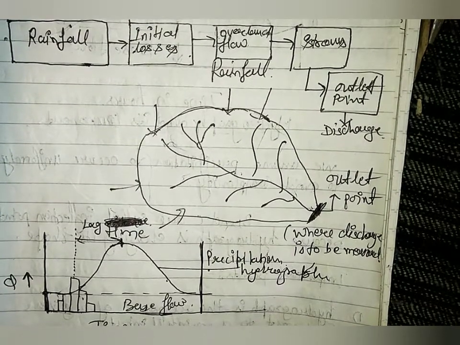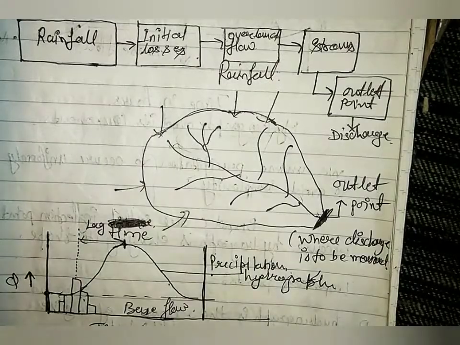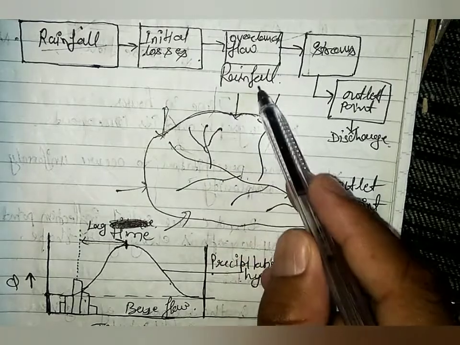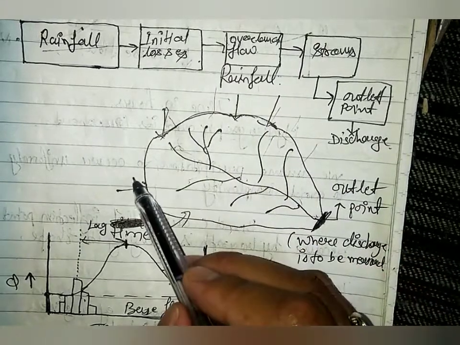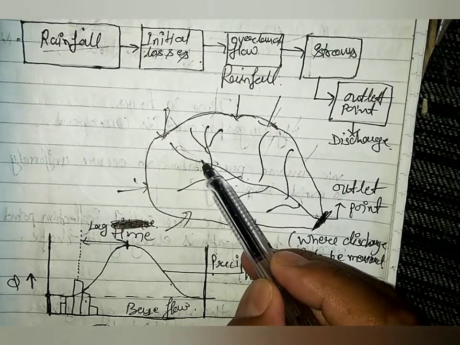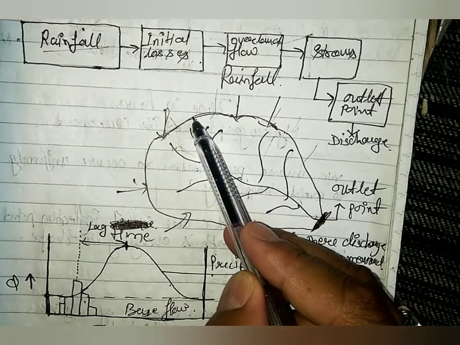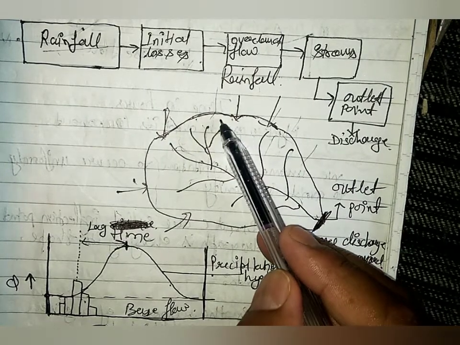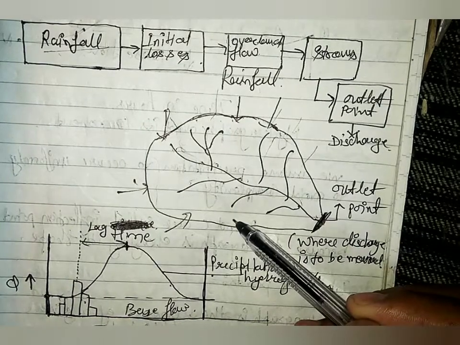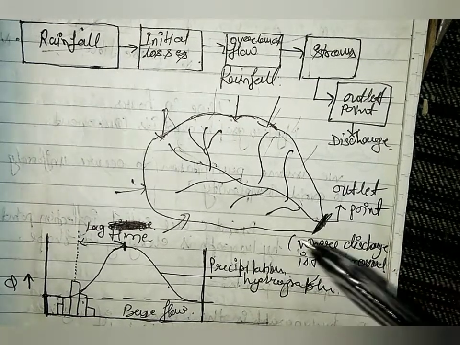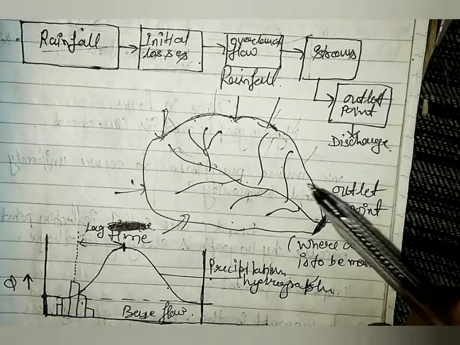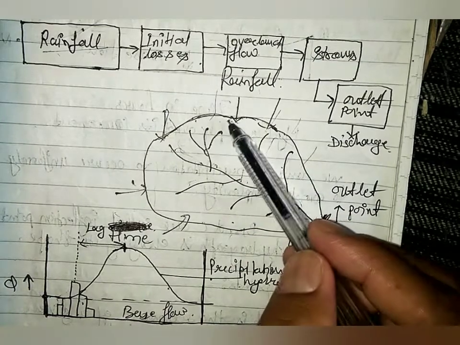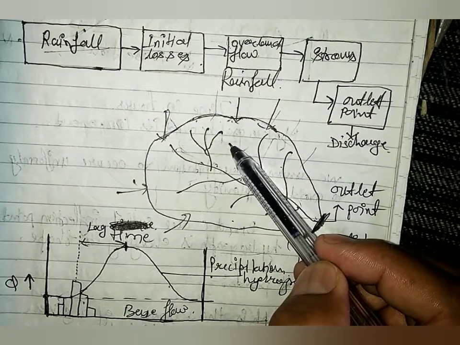Now this hydrograph directly depends, first of all, on your rainfall. Whenever the rainfall occurs within a catchment, initially the water which is collected at the ground surface, a certain amount of it gets infiltrated into the ground, and some amount of water gets intercepted. These are termed as the initial losses after the rainfall occurs within the catchment.